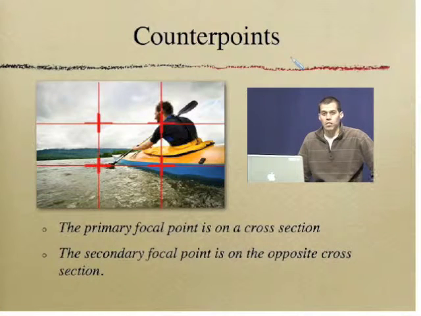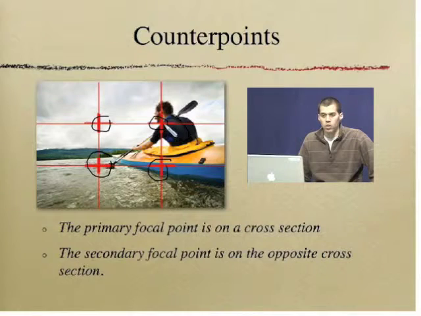Once you become an expert at rule of thirds, you're going to start to take it to the next level. One thing you can do to take it to the next level is called counterpoints. So we have a picture broken down into these 4 different spots right here. There should be a primary focal point and then a secondary focal point. The primary one is right here. You can see this point right here.